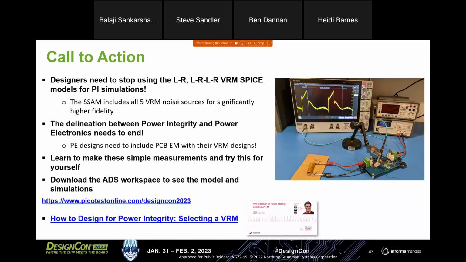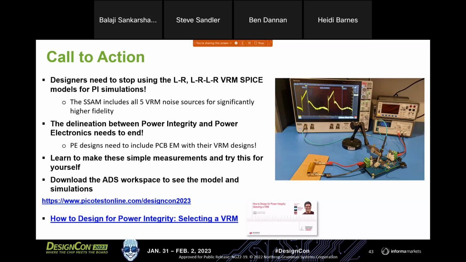This ultimately leads to a delineation or a gap between the power integrity and power electronics space that needs to end. Power electronics designers think, okay, design a VRM, I'm done, but they forget to include the PCB effects, which is a problem because ultimately you need to include those effects to see what your system is doing from a holistic perspective. And power integrity folks, we're always thinking about the system and how we're going to design something that's going to work in the end application.